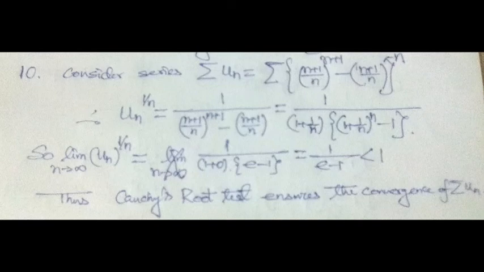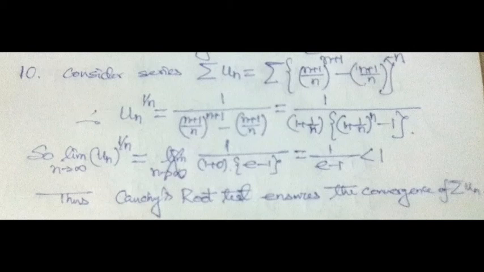Now this is the last example, but this problem is very useful. Let us consider the series summation u_n equals summation of ((n plus 1) by n)^(n plus 1) minus ((n plus 1) by n)^(minus n). So note that u_n equals ((n plus 1) by n)^(n plus 1) minus ((n plus 1) by n)^(minus n).